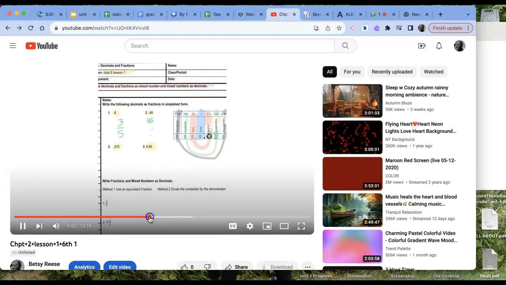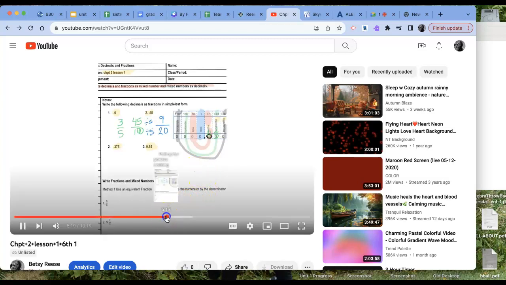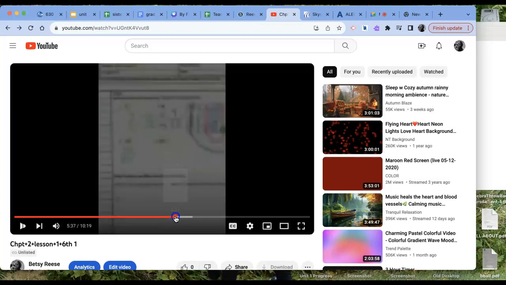All right, going on to the next one, we're writing the 45 over 100 because the 5 is in the hundredths place, so we put it over 100. And we can divide both 45 and 100 by 5, and I'm going to get 9 over 20. And I think that's in simplest form, so I don't need to go any farther than that. All right, I'm going to skip down to the bottom one.